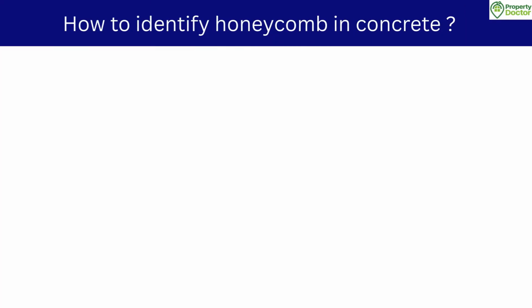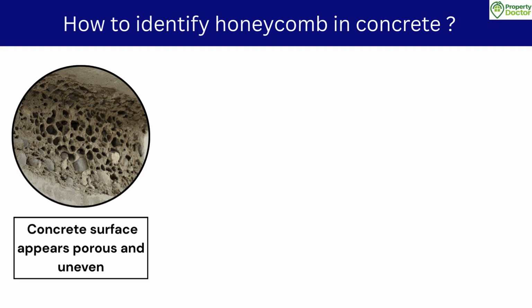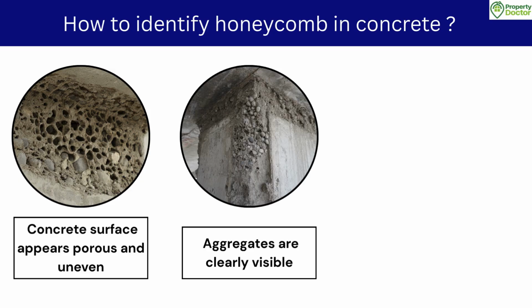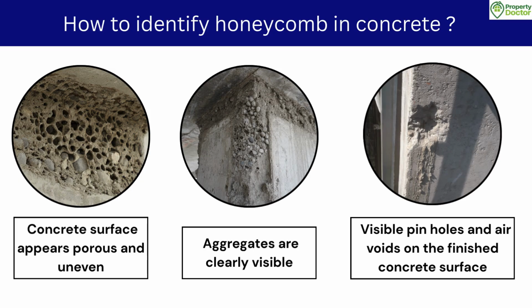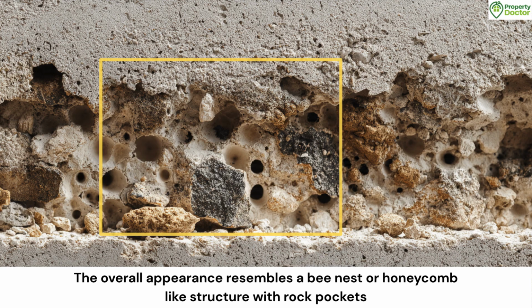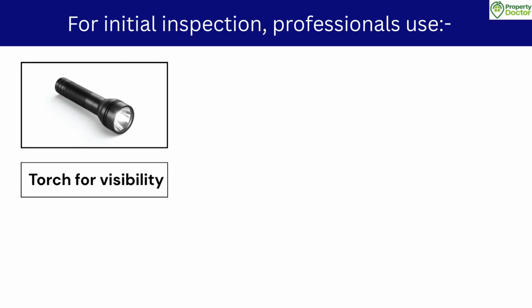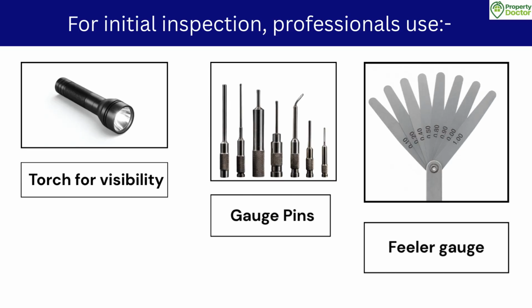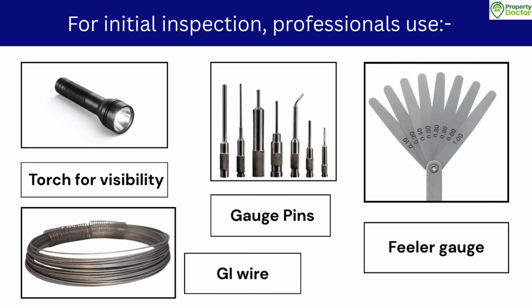How to identify honeycomb in concrete? Look for these signs. Concrete surface appears porous and uneven. Aggregates are clearly visible. Visible pinholes and air voids on the finished concrete surface, and the overall appearance resembles a bee nest or honeycomb-like structure with rock pockets. For initial inspection, professionals use a torch for visibility, and a feeler gauge or pins or GI wire for depth measurement.